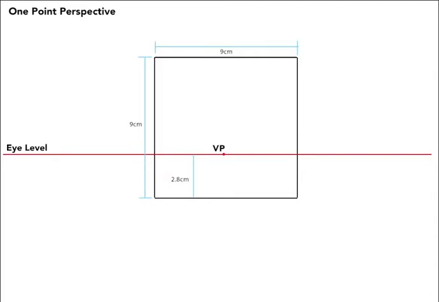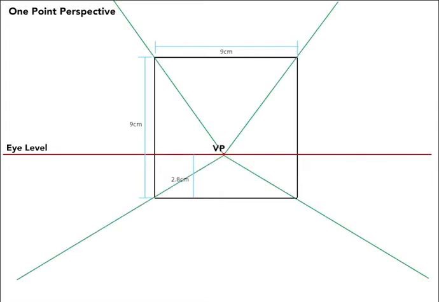You will pass a line from the VP through every corner of the box. So from VP, draw a straight line passing through the corner. And the lines will look like this. So these lines represent the edges of the wall with the floor, the edges of this floor with the other wall on the right, and the edge of the wall with the ceiling.